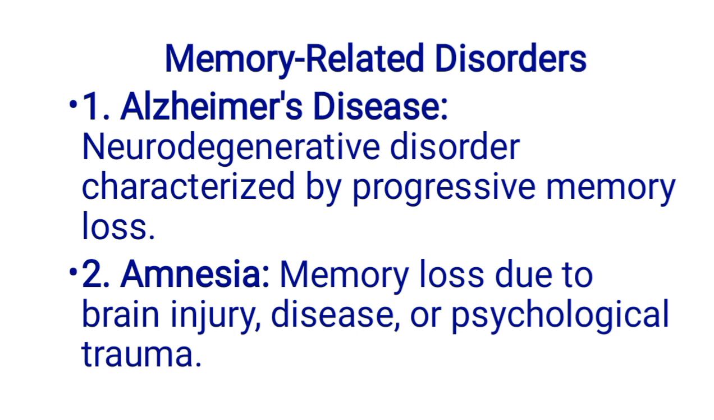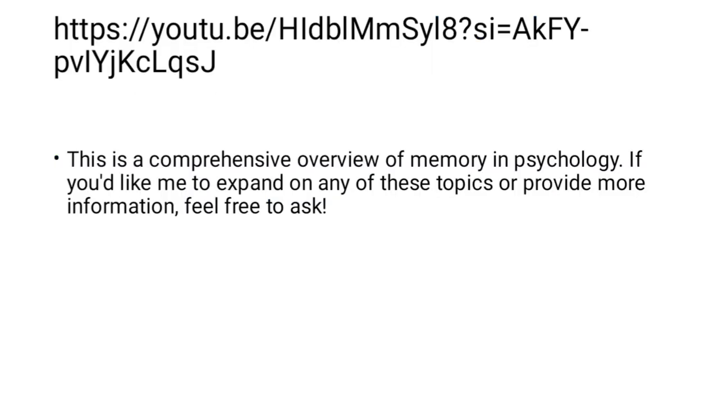Then memory-related disorders. There is Alzheimer's disease, which is a neurodegenerative disorder characterized by progressive memory loss. This happens through the neurology, and it is a disease that causes you to slowly begin losing memory. Then there is also amnesia. Amnesia is a loss of memory due to brain injury, disease, or psychological trauma. So you lose memory because of trauma or brain damage or disease. There are sometimes where a person becomes sick and loses memory.